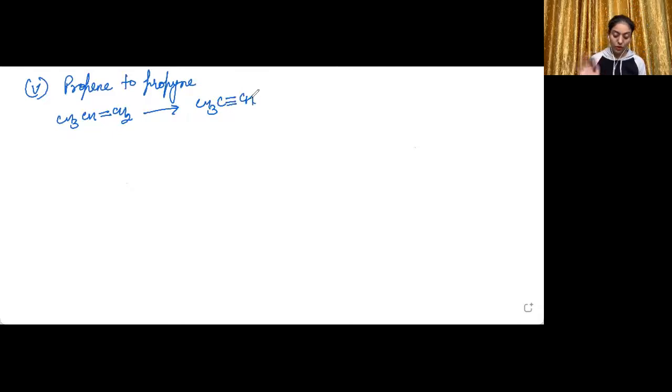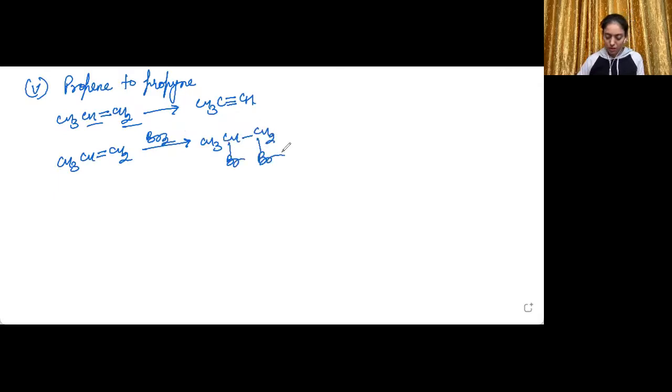Now there is no way that we can remove these two hydrogens directly. What you can do is convert this into a dihalide. CH3, CH double bond CH2, treat it with bromine molecule. It will undergo electrophilic addition reaction. Now what you can do is treat it with alcoholic KOH.